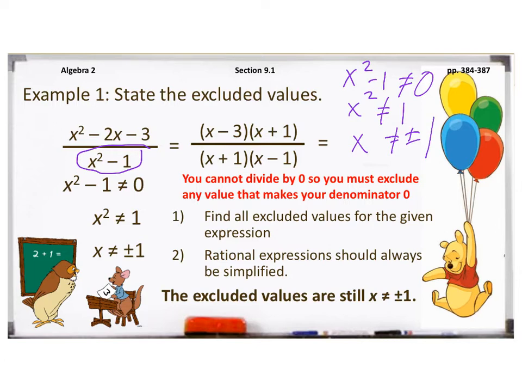Now, after we simplify this, notice the x plus 1s go away. Theoretically, x equal to minus 1 should work now. But the point being that if it never goes into this expression, it's never going to end up here. So it's still an excluded value because it's never allowed to even start this process. So we would still have plus and minus.